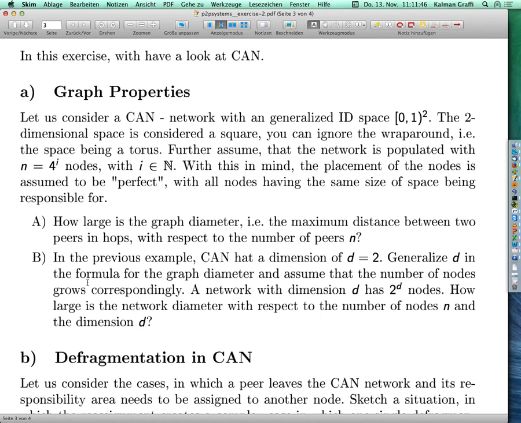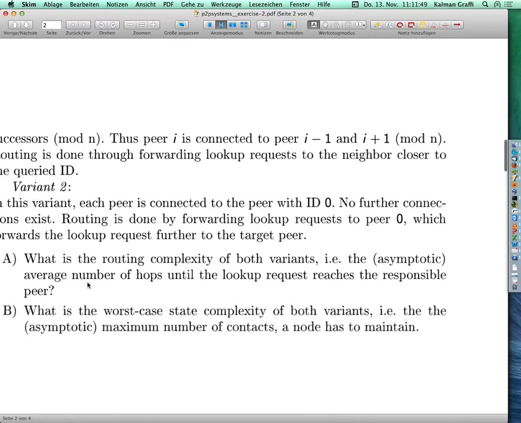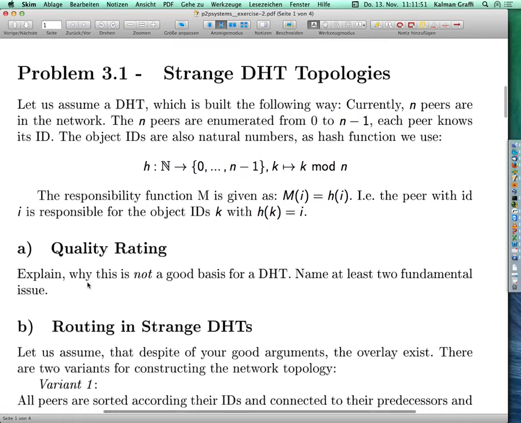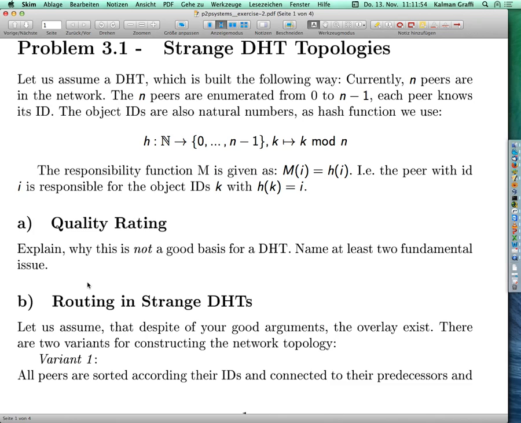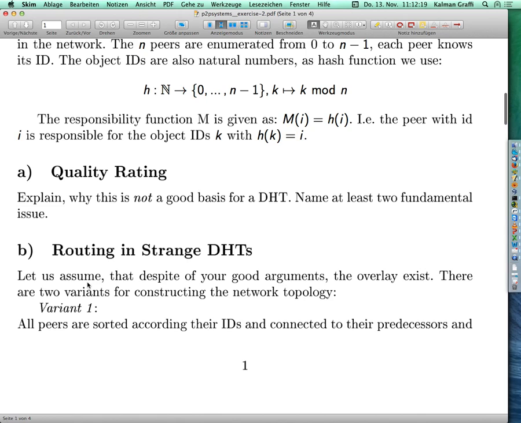Yes. There was also another question with regard to strange topologies. Let's pick up this exercise. There was a strange topology like here, where we have n nodes, and the object IDs are also mapped to the nodes based on k mod n. So every object is assigned to one node. And the question is, it's not a good basis for a DHT, and why is it not good? Any ideas? Yes?